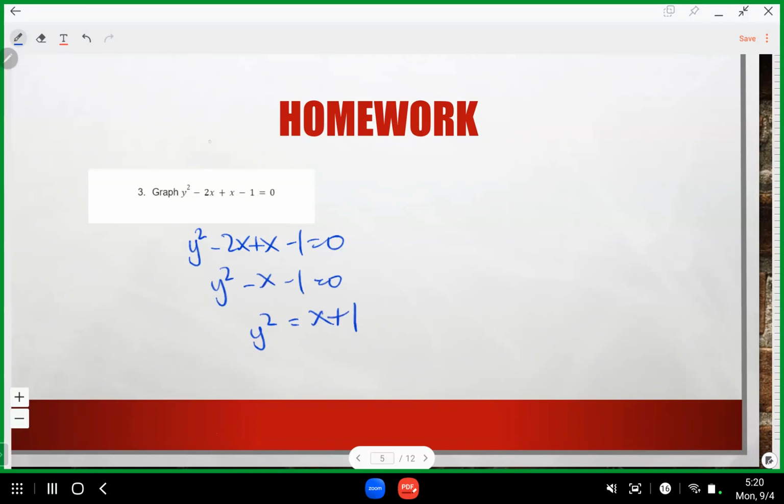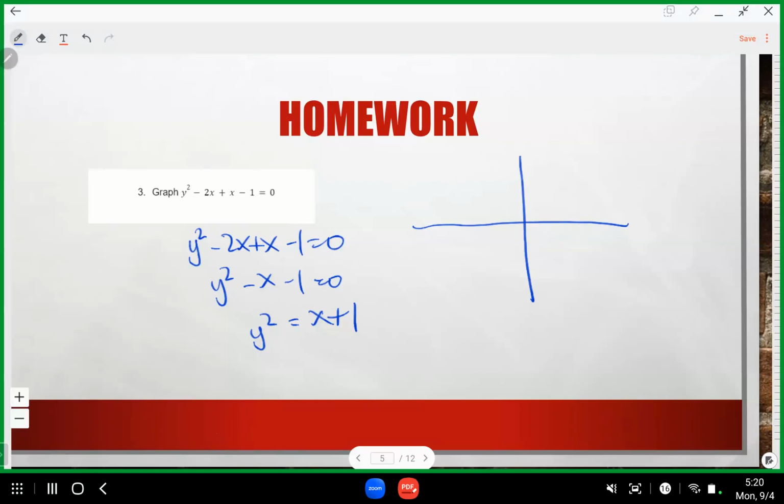So I think I mistyped this. This is supposed to be an x squared here. So I think that's what was supposed to happen, but I guess we'll go with this. So for this one, it's the same thing. You're still going to get basically a similar solution. So this one, y squared is equal to x plus 1.